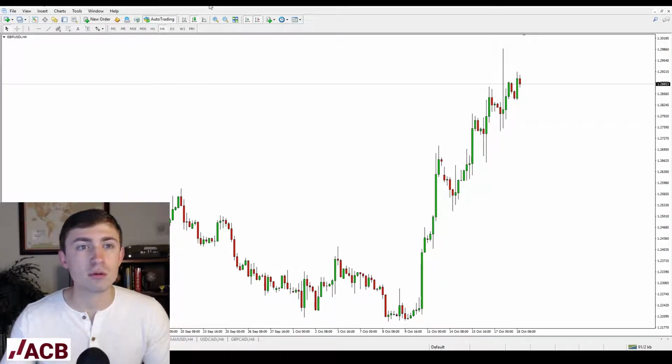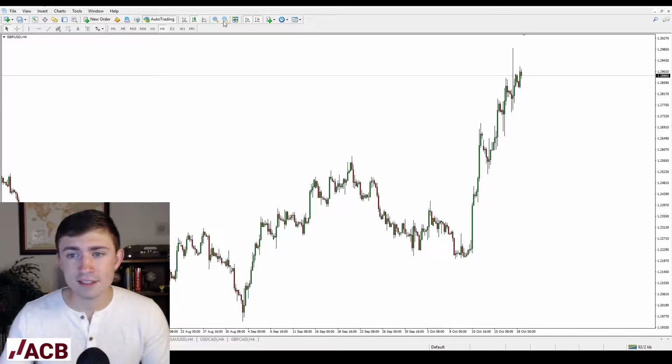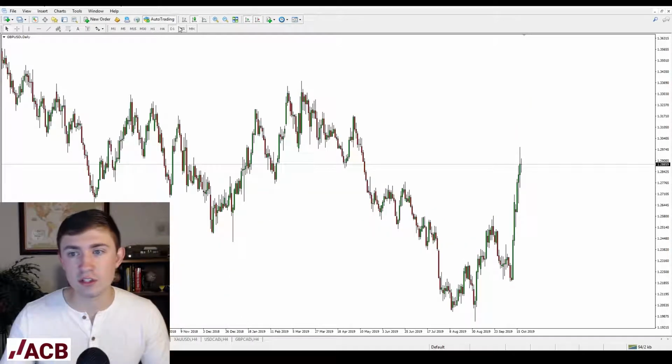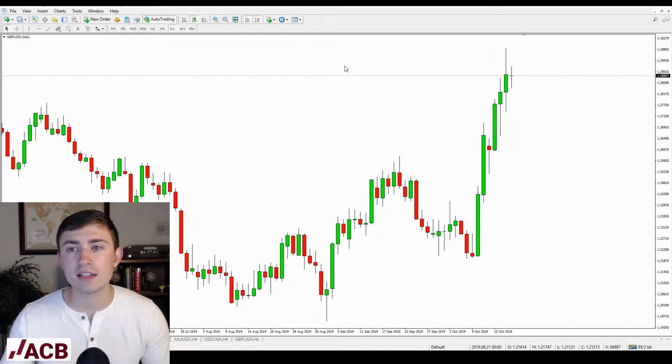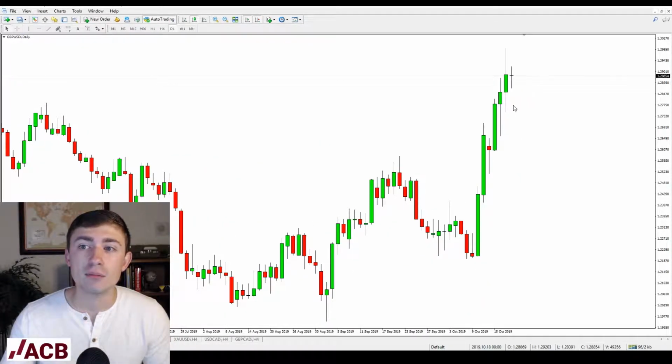GBPUSD is our next one, and you can see that this pair is still rocketing higher. We're still making a push to the upside, still holding that high movement up here at the 1.2885 zone. Very, very nice bullish momentum.